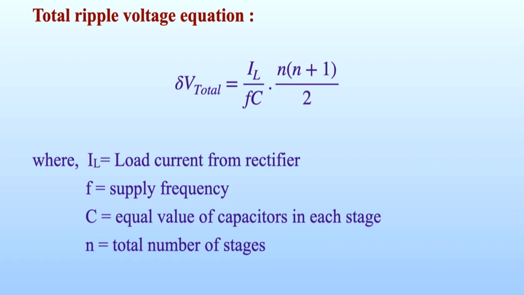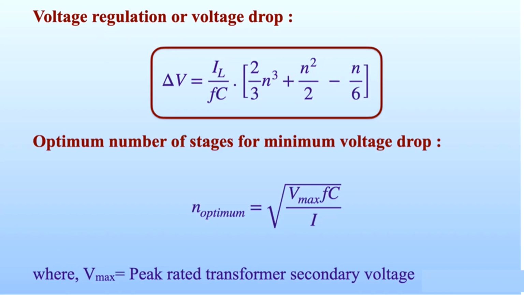Here IL represents the load current from the rectifier, F is the supply frequency, C is the equal value of capacitance in each stage, and n represents the total number of stages. And this is the voltage regulation equation derived for this Cockcroft-Walton method: del V will be equal to IL divided by FC into (2 by 3 n cube plus n square by 2 minus n by 6).